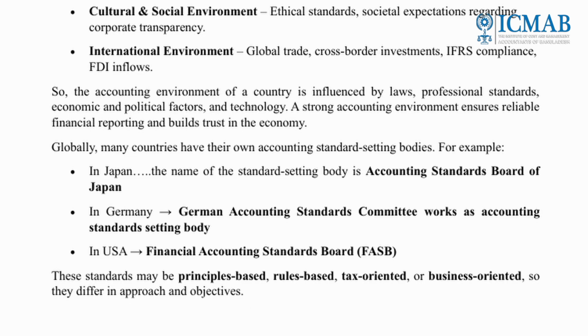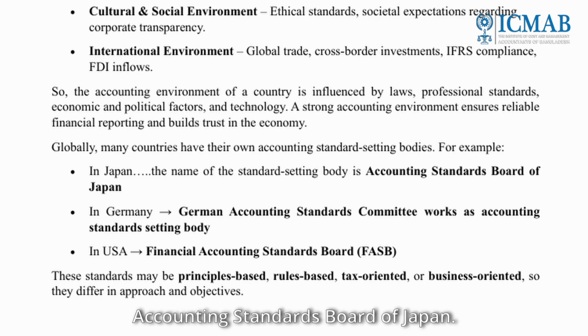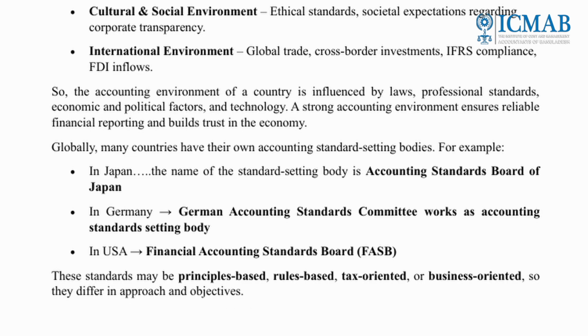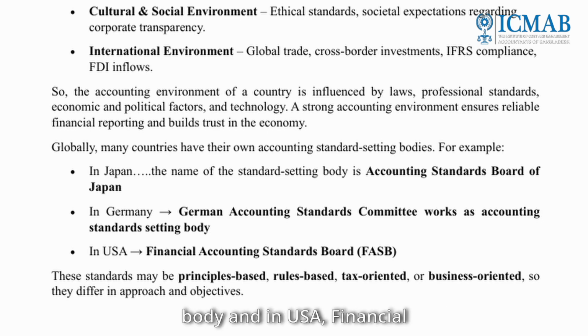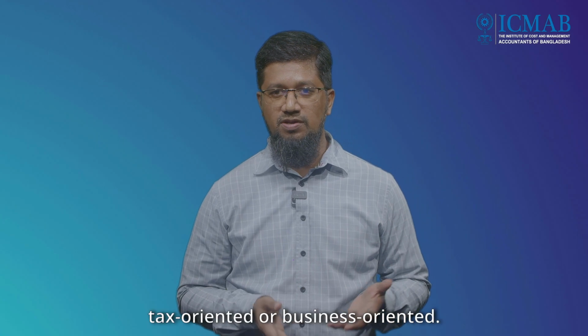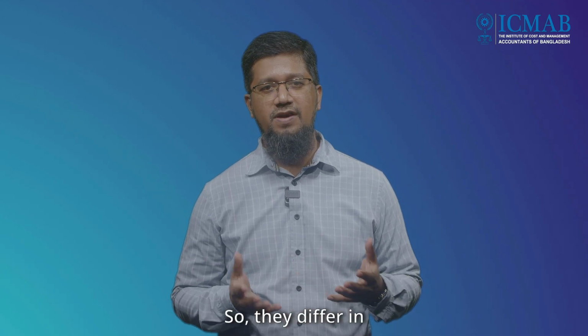For example, in Japan, the name of the standard setting body is Accounting Standards Board of Japan. In Germany, German Accounting Standards Committee works as an accounting standard setting body, and in USA, Financial Accounting Standards Board. These standards may be principle-based, rule-based, tax-oriented, or business-oriented, so they differ in approach and objectives.